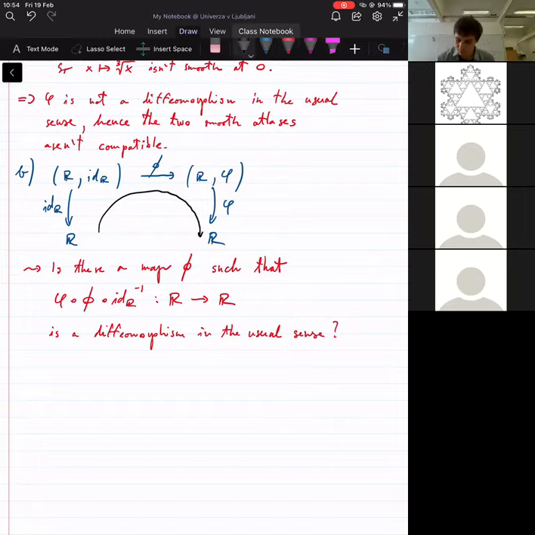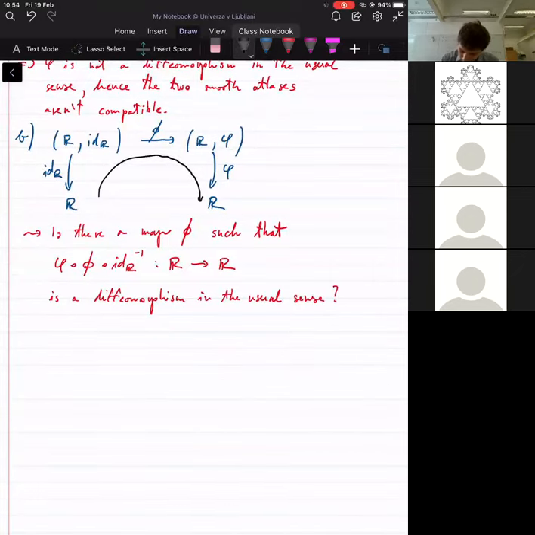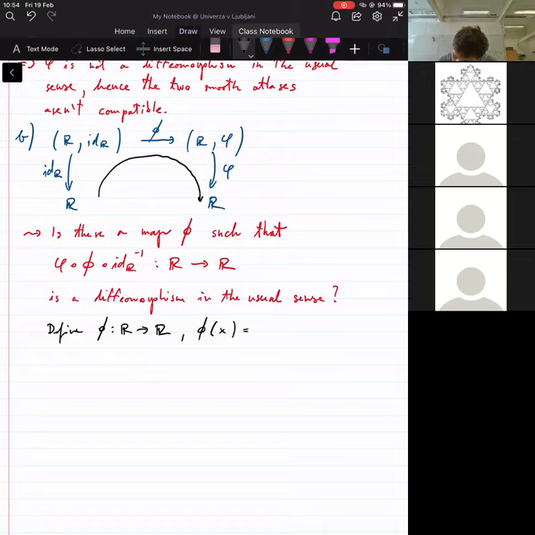Wouldn't big phi just be the square root of 3? I mean the cubed root. Exactly. So define big phi, which goes from R into R as a map between sets, right? But as a map between smooth manifolds, it goes as written above. Define big phi as the cubic root of x.